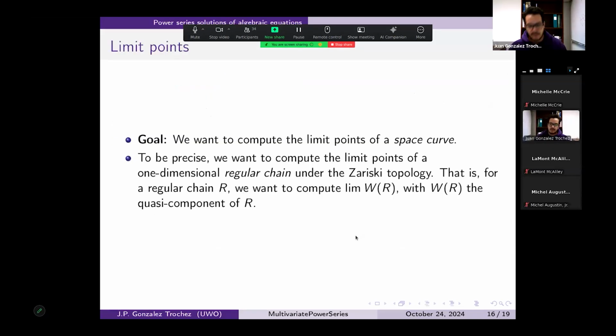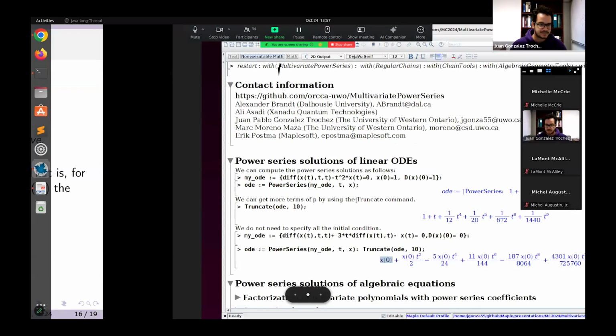Now, finally, the second goal of this part of our work was to compute limit points of a space curve. To be precise, we wanted to compute the limit points of a 1-dimensional regular chain, which is just a special set of polynomials under the Zariski topology. That is, we want to compute the limit points of the quasi-component of a regular chain R. I will go into more details of this in my worksheet.